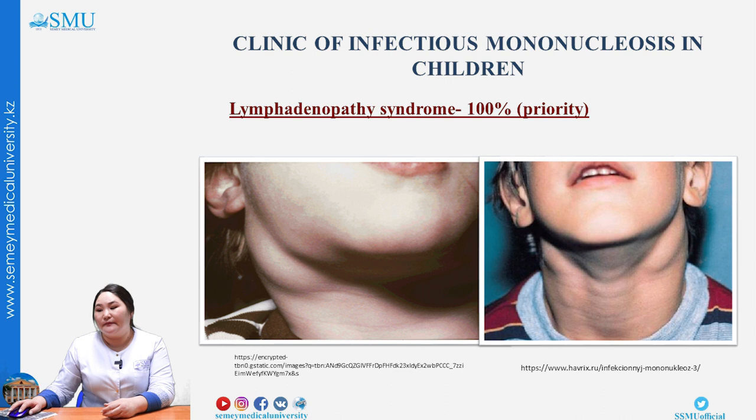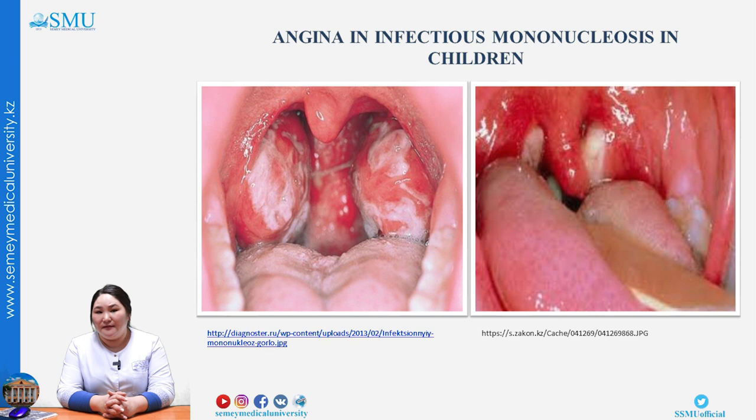The next syndrome is called the syndrome of angina, in other words, tonsillitis. It can be catarrhal tonsillitis, just redness and hyperemia of the oropharyngeal tonsils. Then lacunar, like in these pictures, where they will be covered by whitish, yellowish plaque. Tonsillitis is just a result of decreased local immunity here. Viruses affect these zones, and the local immunity will be low.